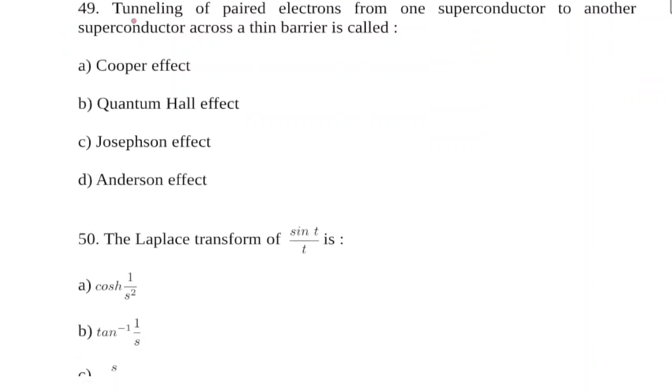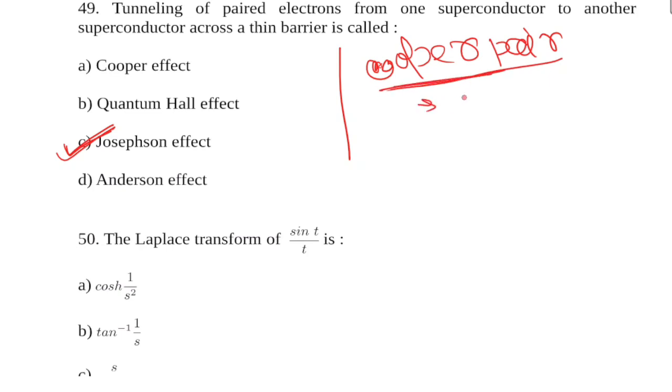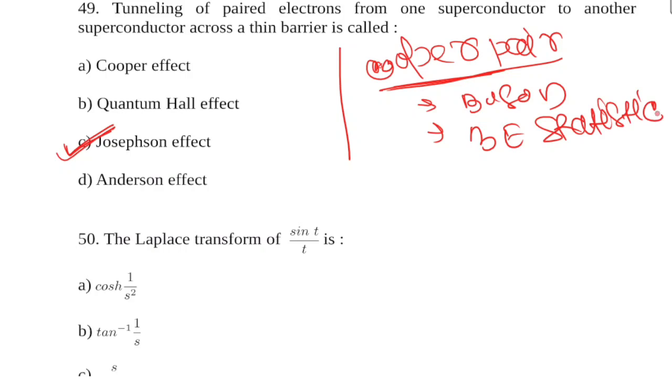Next, 49. Tunneling of paired electrons from one superconductor to another superconductor across a thin barrier is called the Josephson effect. Related to superconductivity, you should really revise the concept of the Cooper pair, and all concepts related to this, like they behave as bosons, they have integer spin, and they follow Bose-Einstein statistics.